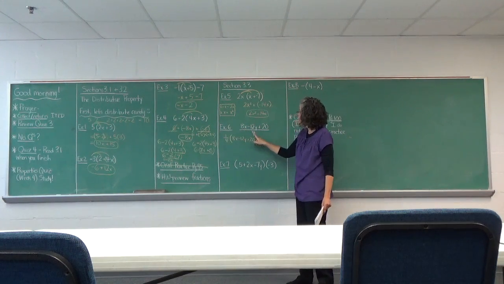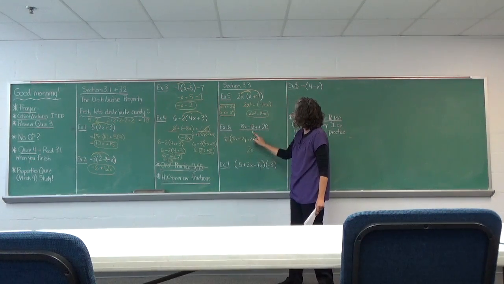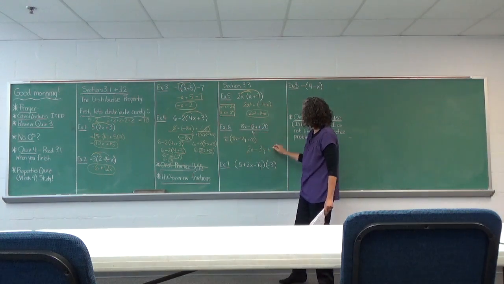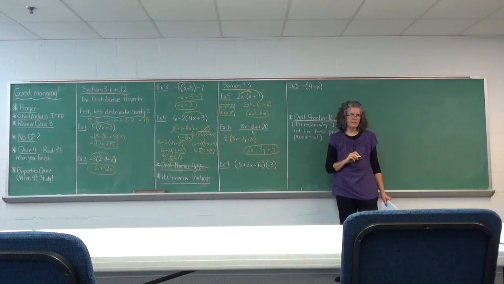What is 8x divided by 4? 2x. Then I bring my minus sign down. 12y divided by 4 is 3y, plus 20 divided by 4 is 5. So 2x minus 3y plus 5.